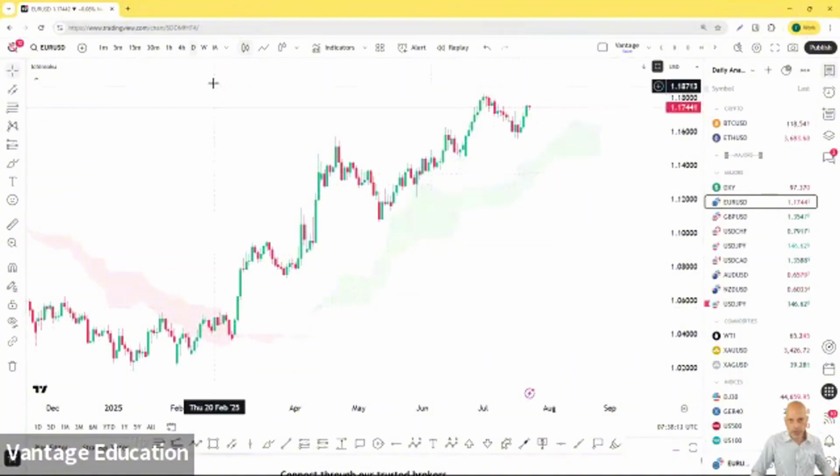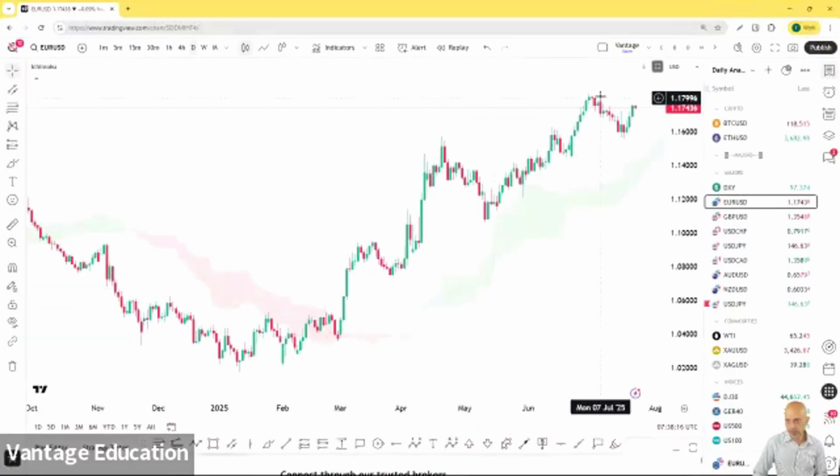Now, when we look at the euro on the daily time frame here, let me right size the chart. How do we do that? We right size the chart on any time frame by right clicking the y-axis and the x-axis, right? The price label, the price axis, and the date axis.